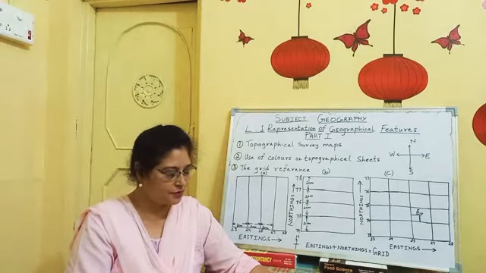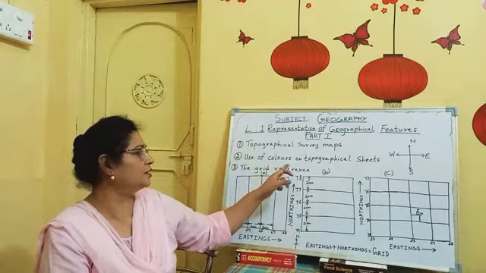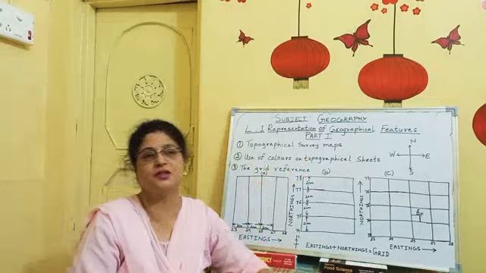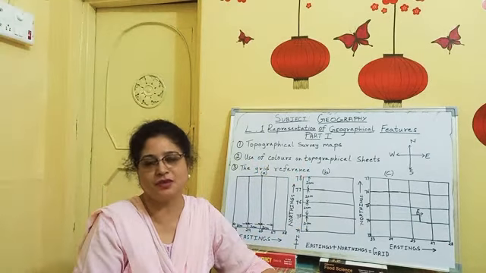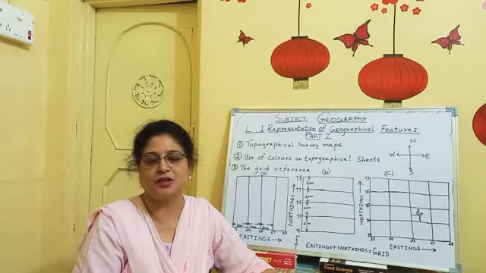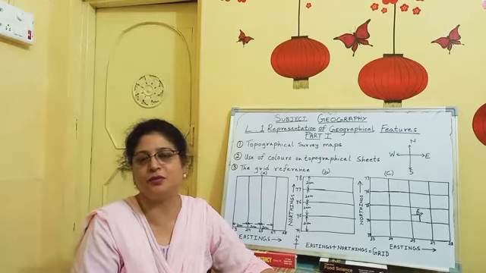Now the next topic, the second topic, is use of colors on topographical sheets. So you all have seen maps, and you have seen that maps are quite colorful with different colors. The color is not there to beautify the map, but it does make the map look beautiful.